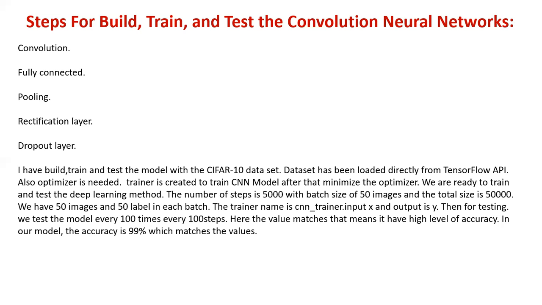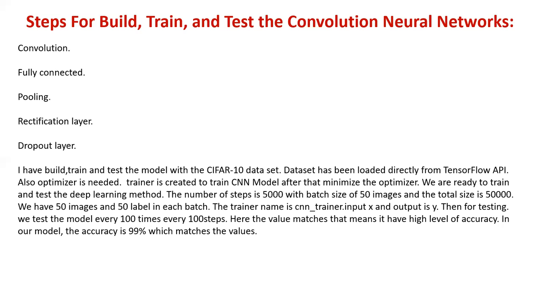Here the values match, that means it has a high level of accuracy. In our model, the accuracy is 99%, which matches the values. If we train and test the model in a proper way with a proper value and using a proper data set, then the accuracy percentage will obviously be high. So we should never miss any value and never use any incorrect value.